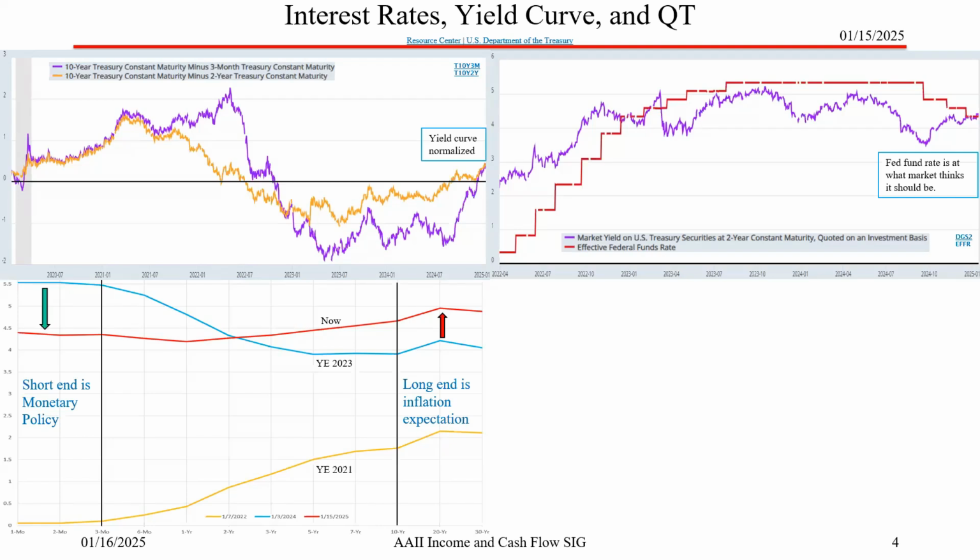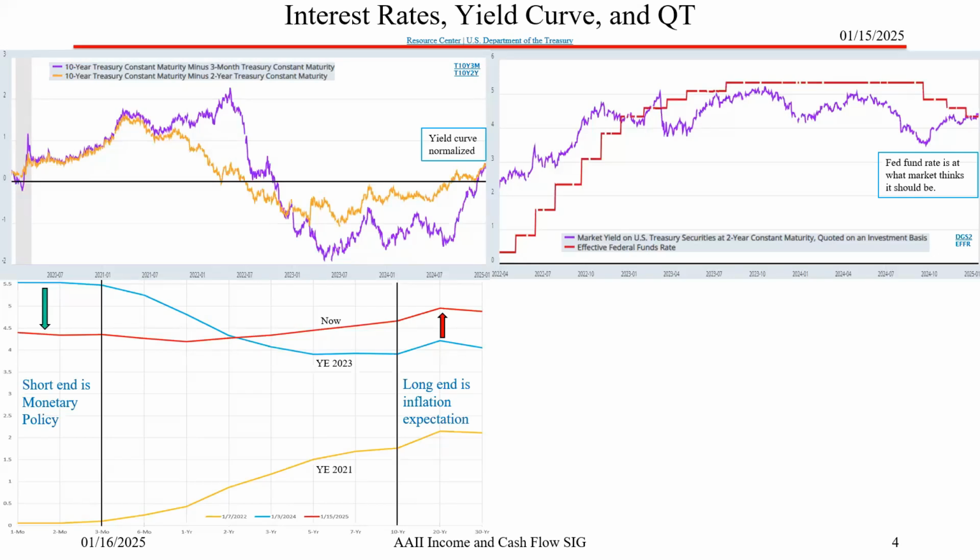The middle line, the blue line, is the end of 2023, beginning of 2024. At that time, the Fed had raised the short-term rate a lot, and the long-term rate also went up because of inflation. So the red line says now. Now we are a little bit more normal. The short-term rate is less than the long-term rate.